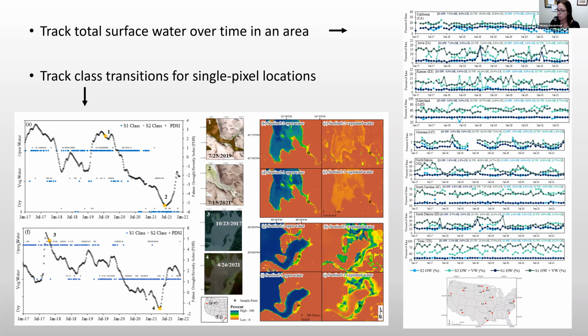And in this bottom graph, similarly, the site is starting out pretty wet in the first couple of years. Both algorithms are consistently mapping this point as open water. And then in about 2020, the second half, the site is becoming substantially drier, and both algorithms are switching to mapping this as vegetated water.